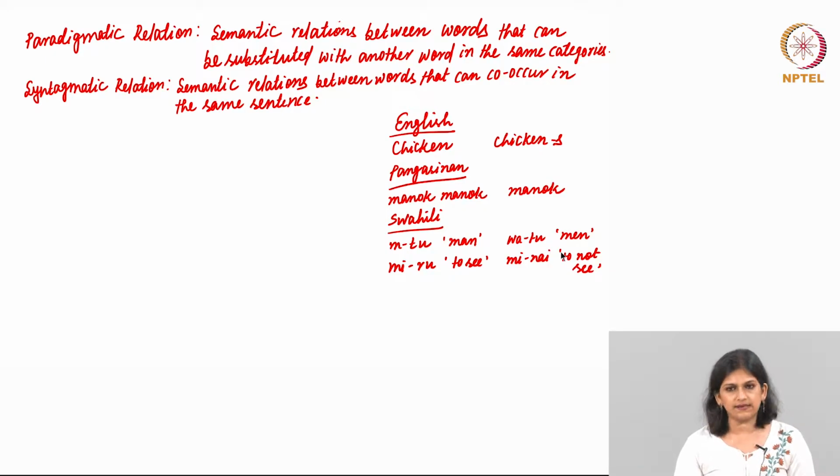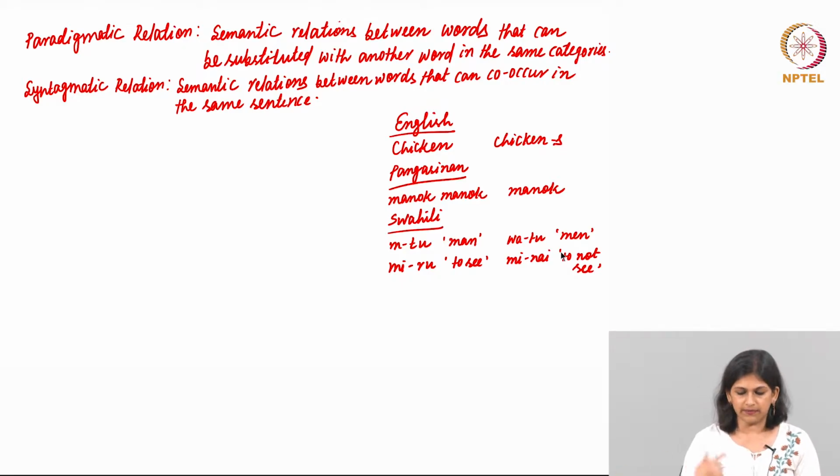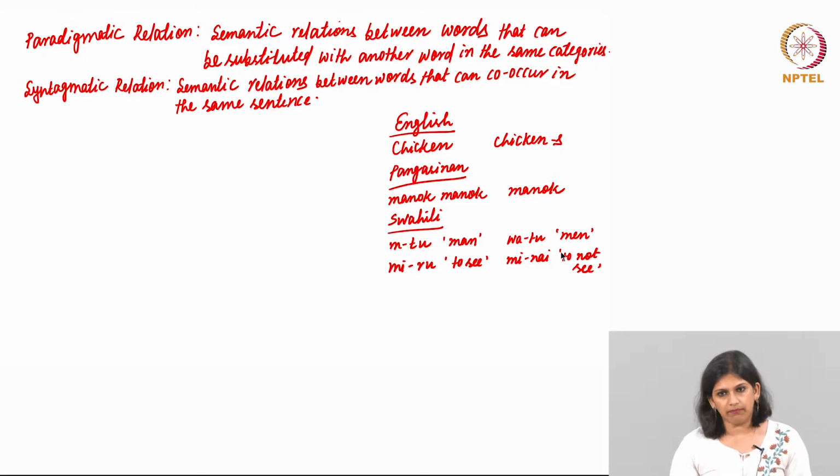So, if mi ru has a simpler value, it will be less complex than mi nai. If m tu has a simpler value, it will be less complex than wa tu. In case of chicken and chickens, chicken has a simpler value, so it is less complex than chickens. Manok, in the singular, is more complex than manok in the plural, which has a simpler value. So, English and Pangasinan are diametrically opposite to each other. In case of English, the complex one is the plural. In case of Pangasinan, the complex one is the singular, but the generalization holds true. If the term has simpler value, it will be less complex than the other one. Okay.